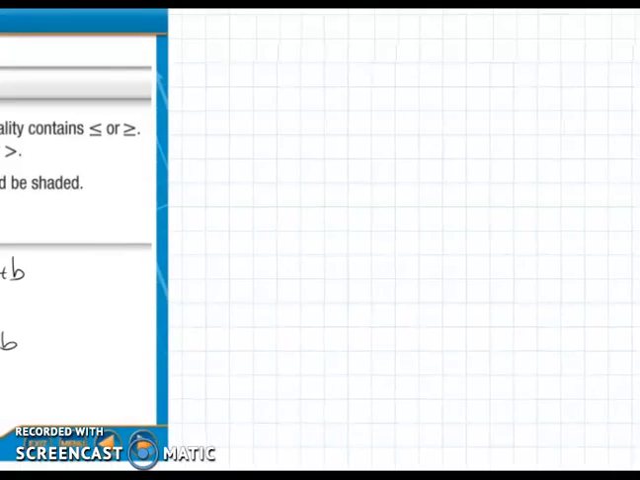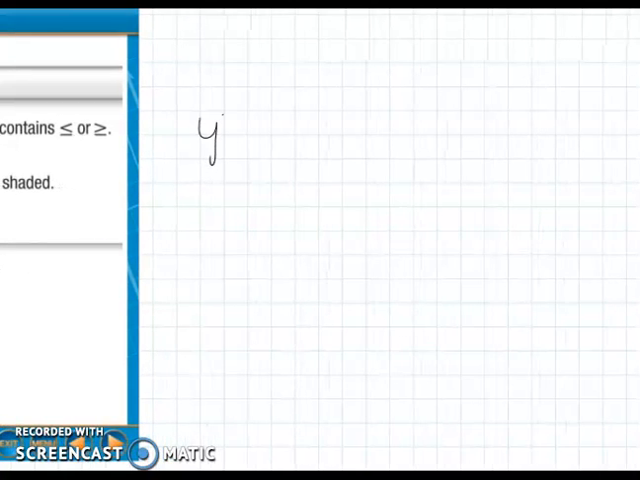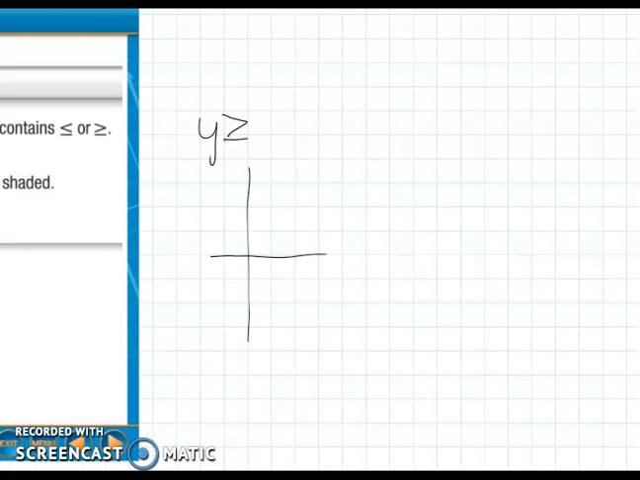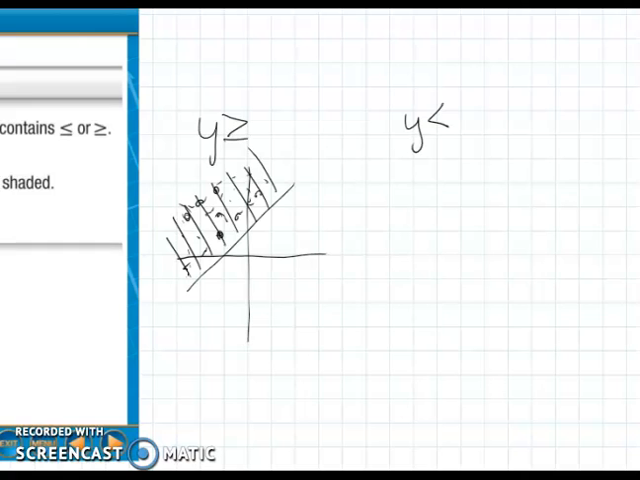And the reason is like this. If y is greater than, and say there's an equation like this, all the points above this line are part of the set of solutions for this inequality, so every single one of these points. So we call this a half plane because we're going to shade just the half plane, and we draw lines like that.